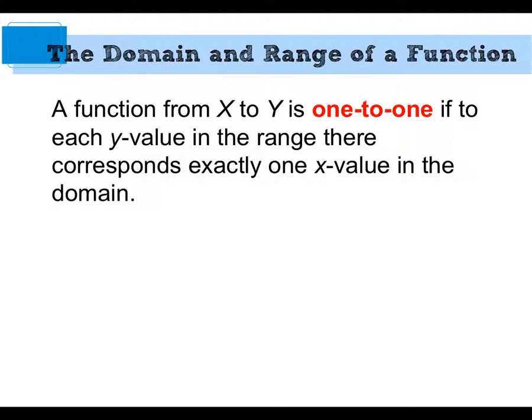What does it mean when a function is 1 to 1? It means for every x value, there's 1 and only 1 y value. For every y value, there's 1 and only 1 x value. So a parabola would not be a 1-to-1 function.